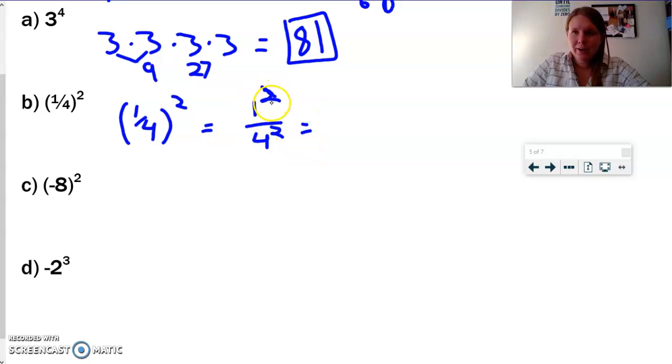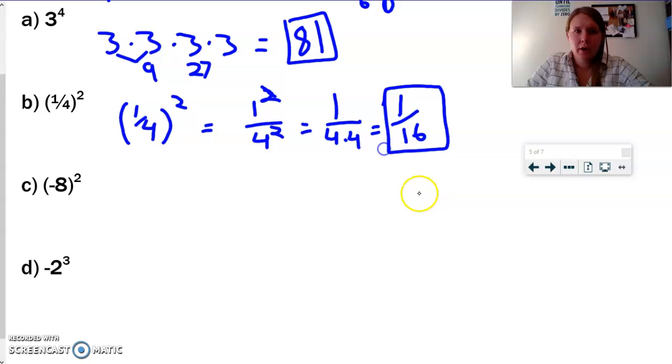Well, 1 squared is just 1, 1 times 1. 4 squared is the same as 4 times 4. I want to actually solve out 4 times 4, so it is 1 out of 16. And that would be my solution for this problem.